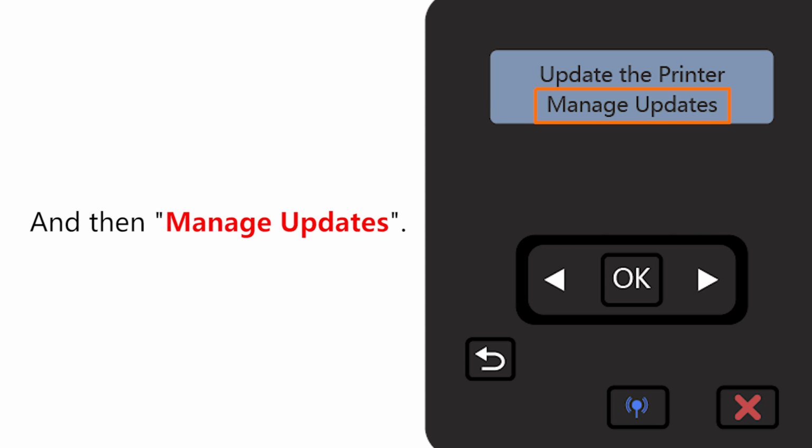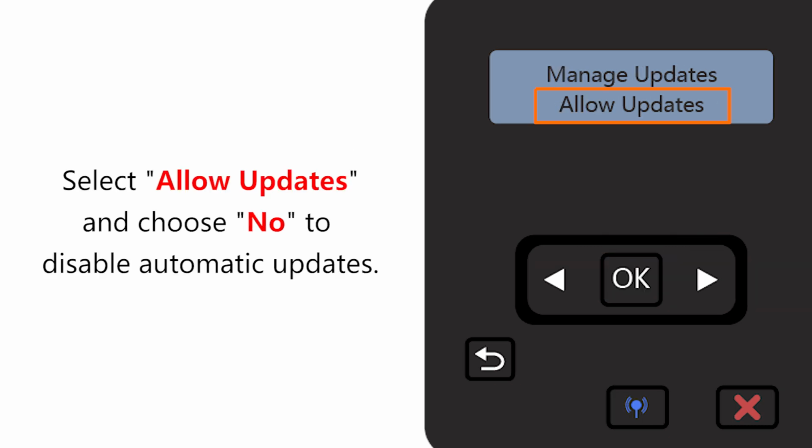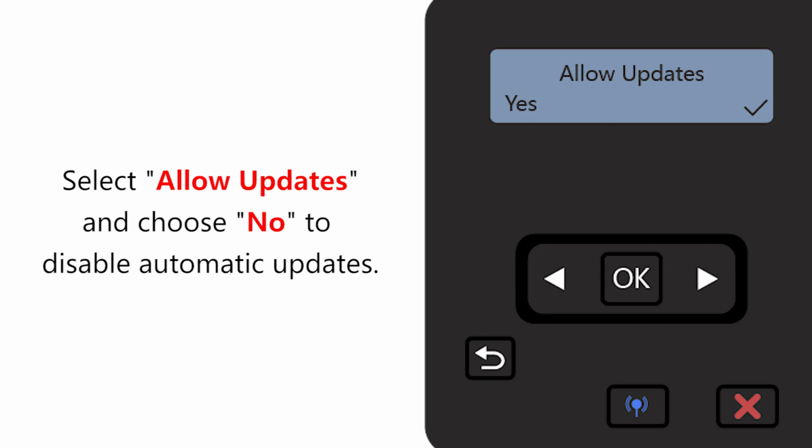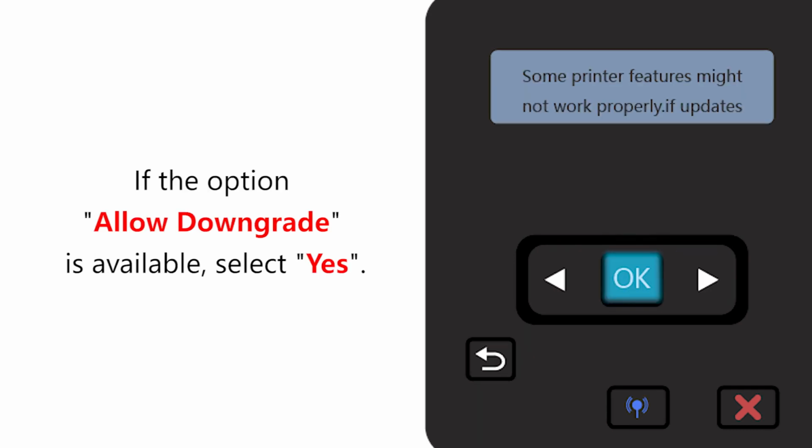Next, select Manage Updates. Select Allow Updates and choose No to disable automatic updates. If the option Allow Downgrade is available, select Yes.